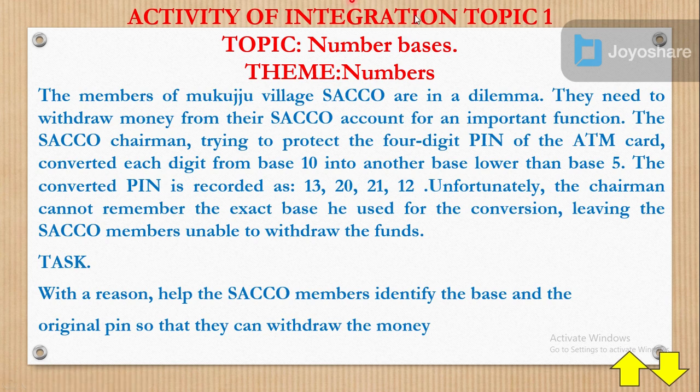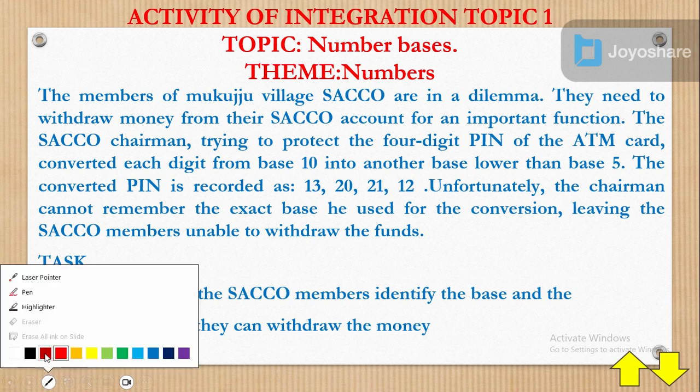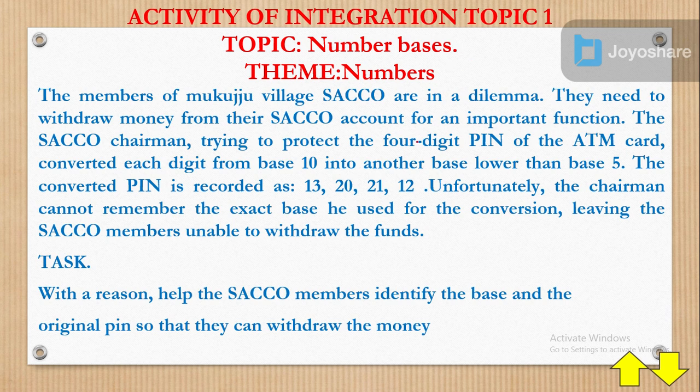Let's note this down. Let's try underlining. A 4-digit ATM pin converted from base 10 into another base lower than base 5. The converted pin is recorded as, so this is the converted pin.